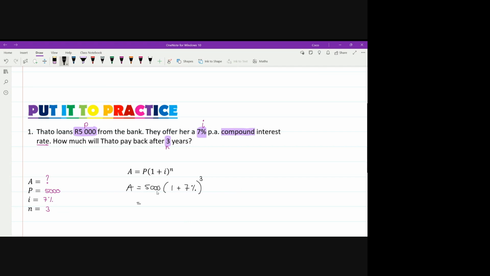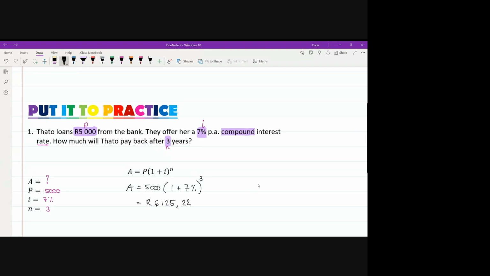Okay, but remember, Bikanyo, we need to round off to 2 decimal places because it's rands and cents. So we'll have 6,125, comma 2, because it's 215, therefore we must round off to 2 decimal places.